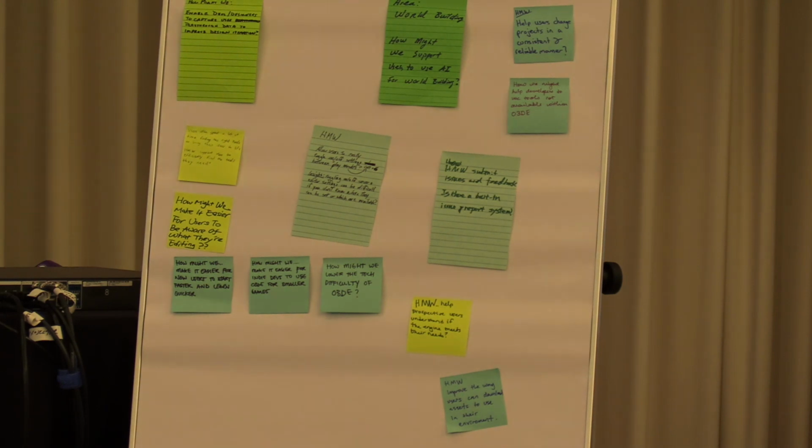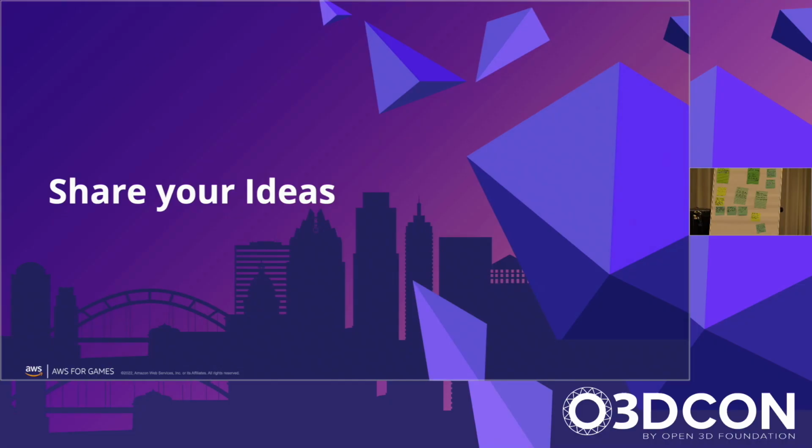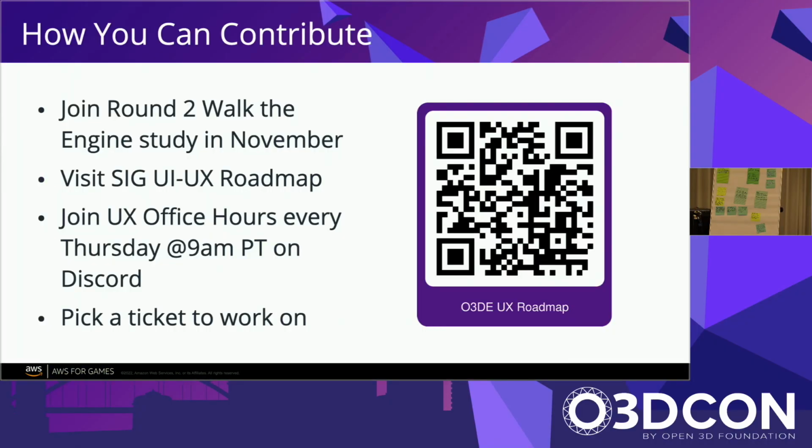Okay. So thank you so much for sharing with us your ideas. What I'm going to do is type all of this into our roadmap. We do have an O3DE UX roadmap. If you're interested, you can scan this. This is on GitHub, and all of your ideas will be there, so that one of us or somebody in the future would like to pick up the idea and start working on them. That's the beauty of open source.